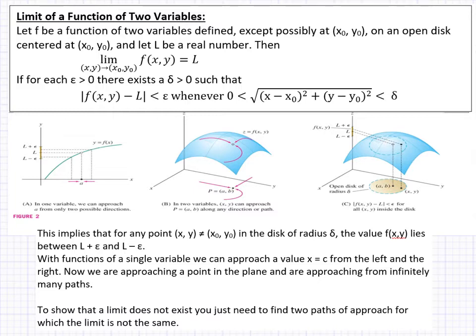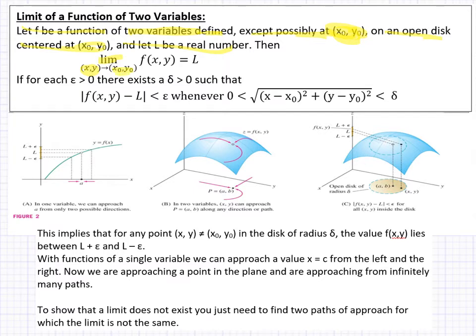So let f be a function of 2 variables. We're only going to do this for 2 variables so that we can make sense of it graphically as well in 3 dimensions. That's defined at every point, except possibly at this point, x sub 0, y sub 0. So it's defined around x sub 0, y sub 0, but not necessarily at this particular point, on an open disk centered at x sub 0, y sub 0. Let L be a real number. Then the limit as xy approaches x sub 0, y sub 0.